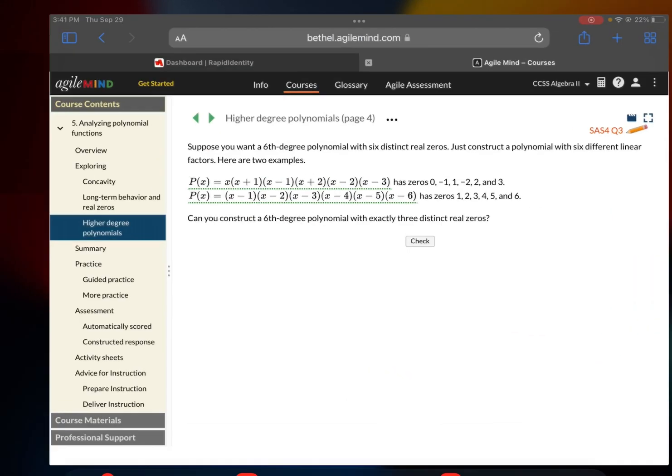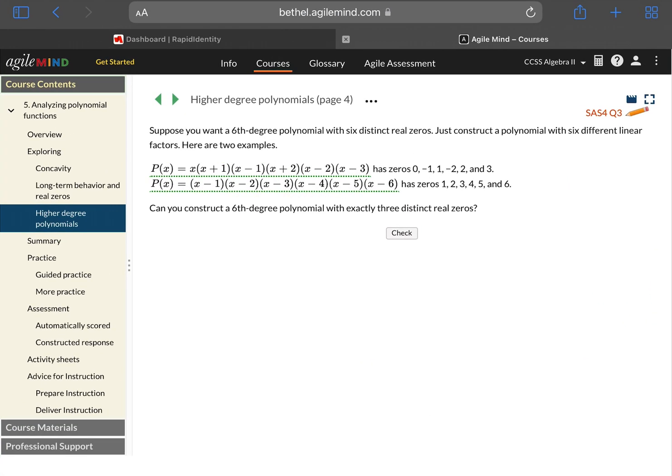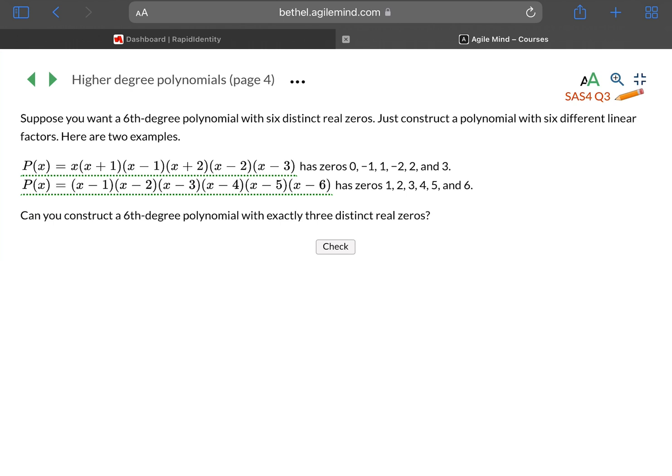So let's take a look real quick at this function here. So suppose we want a 6th degree polynomial that has 6 distinct zeros. Well, I know that a 6th degree polynomial has an x to the 6th power in it. That's what makes it a 6th degree polynomial.